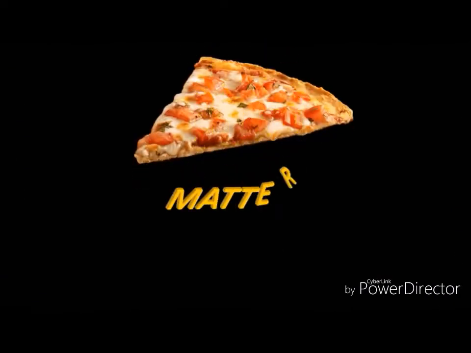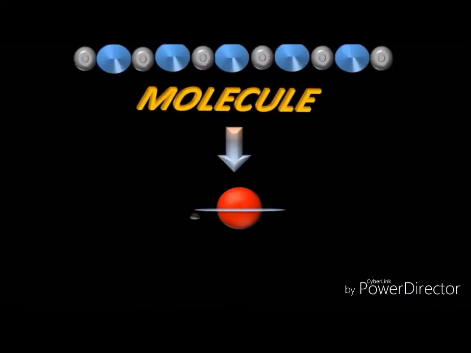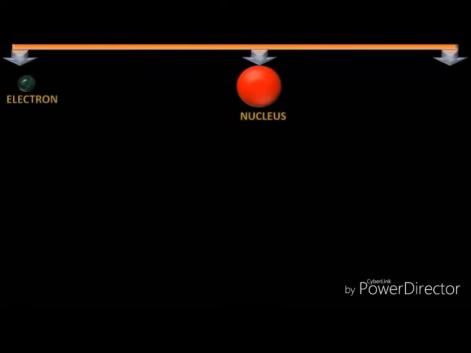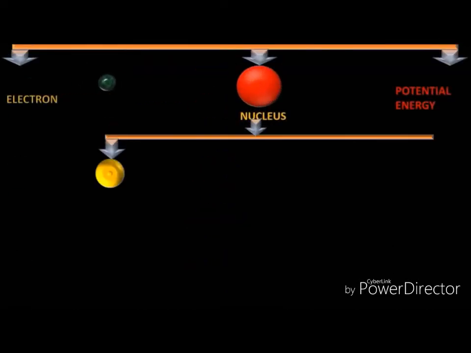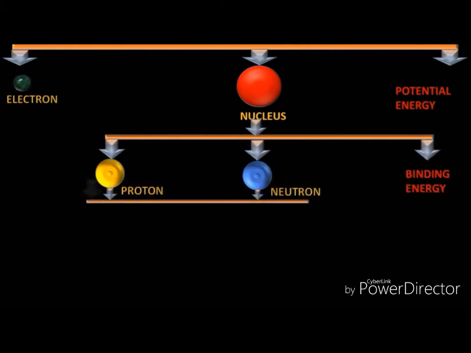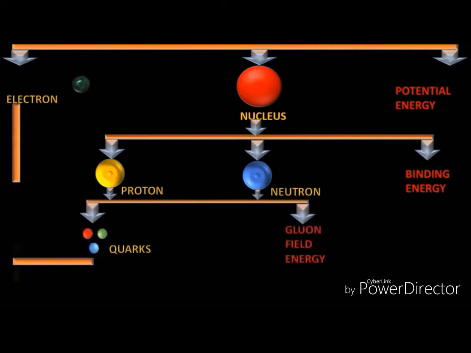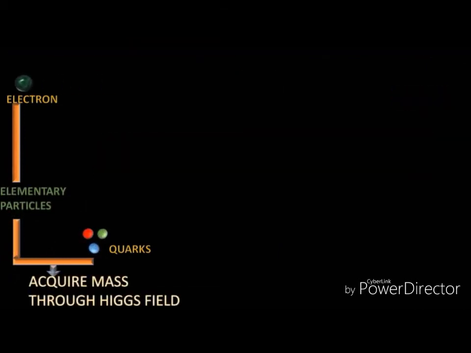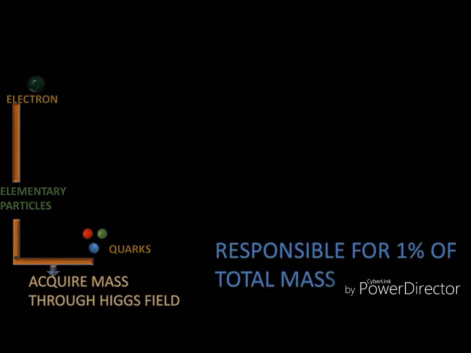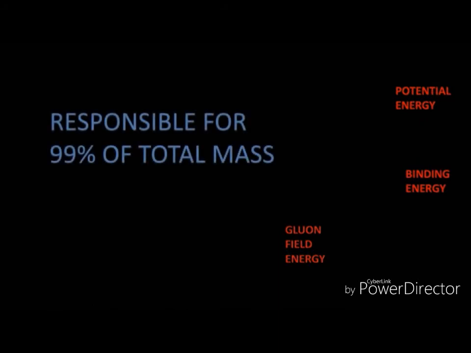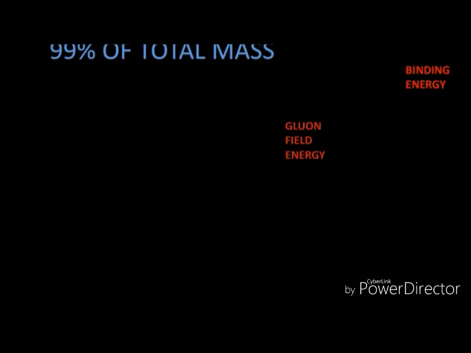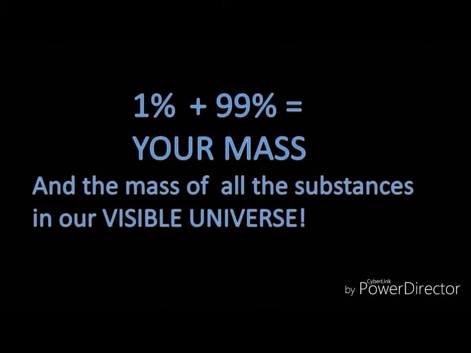Let's go back to the pizza piece. Matter is made up of molecules or atoms which consist of electrons, or E's, and a nucleus bound by potential energy. The nucleus further breaks into protons and neutrons bound by binding energy. Protons and neutrons are made up of quarks, or Q's, glued together by gluon field energy. Quarks and electrons are examples of elementary particles and they acquire mass through the Higgs field. Together they contribute to 1% of total mass. All these energies contribute the rest 99% of total mass. And that's how every visible thing acquires mass.